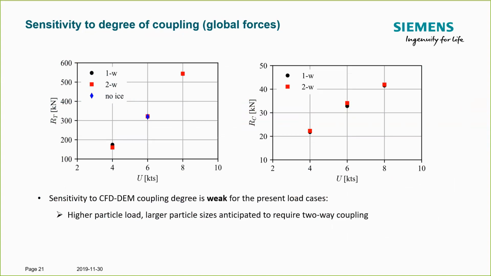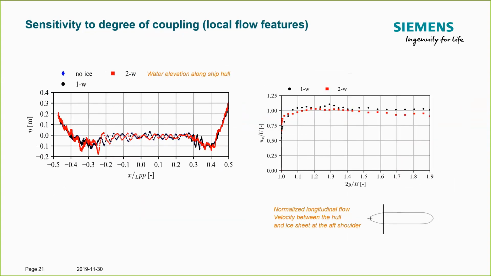On the right-hand side, you can see the contact forces. Of course, there the third data point with no ice is taken out. You can see the differences are also negligible. So the sensitivity to the CFD-DM coupling degree is very weak for the present load case. However, the higher the particle load, because here we use the medium constellation and larger particle sizes, the higher will be the impact of running two-way coupling. And this becomes even more evident and is reinforced by the following two slides.